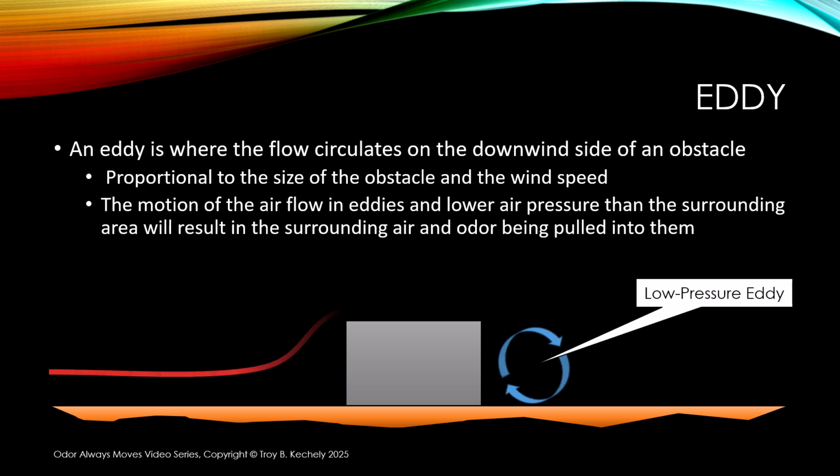Now we're getting to the topic of eddies, and an eddy is just where a flow circulates on the downwind side of an obstacle, and is proportional to the size of the obstacle and the wind speed. What's important to understand is that the motion of that airflow in the eddy and the lower pressure it creates relative to the surrounding area will result in that surrounding air and odor being pulled into them.